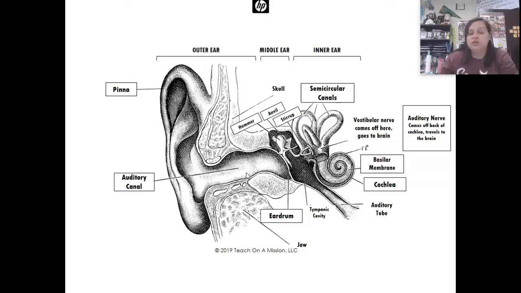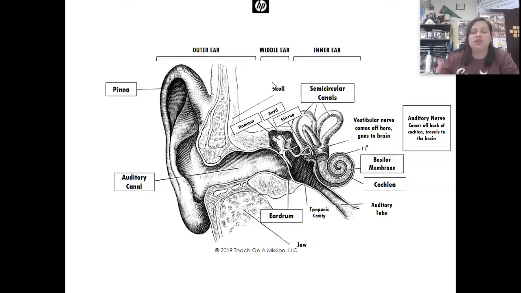Our ear canal, or auditory canal, which is lined with hairs and collects wax. Now, when we say we're talking about hair cells, that's not the hair we're talking about. There's going to be some teeny tiny hairs located in the snail looking part. So the outer ear: pinna and auditory canal.